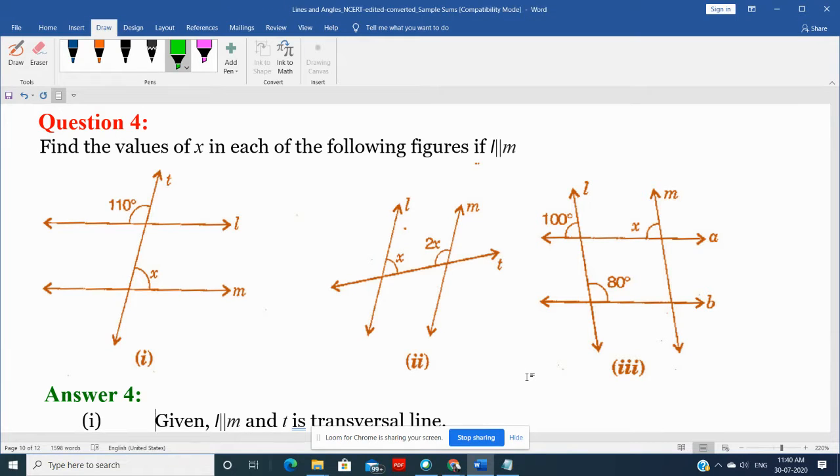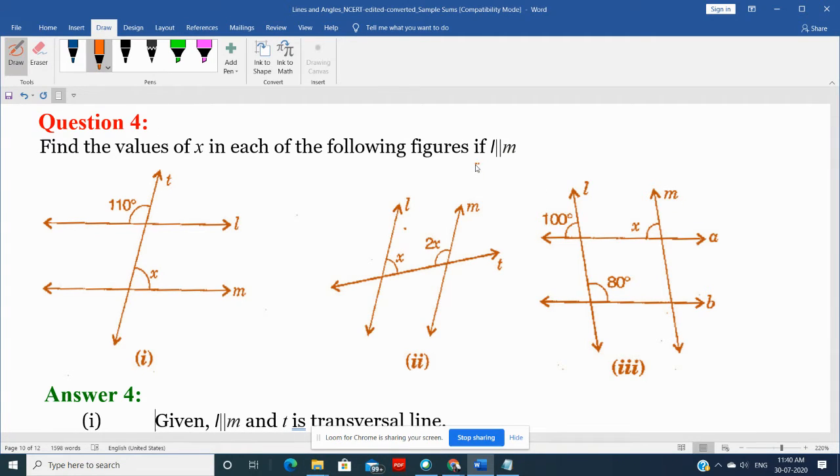Hello everyone. So we are discussing class 7th lines and angle chapter and we are on question 4th of 5.2. So let's start. Question 4 says find the values of x in each of the following figures if L is parallel to M.